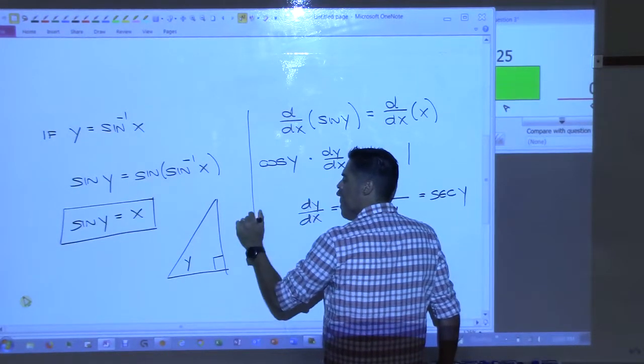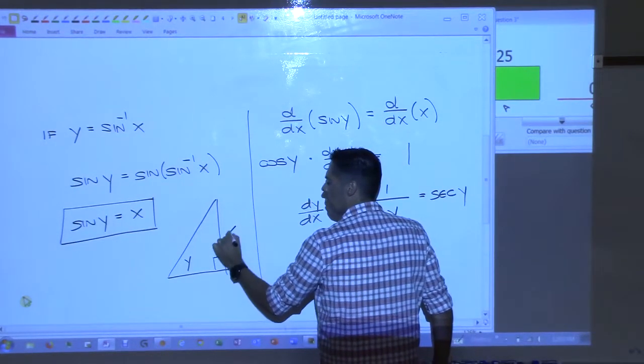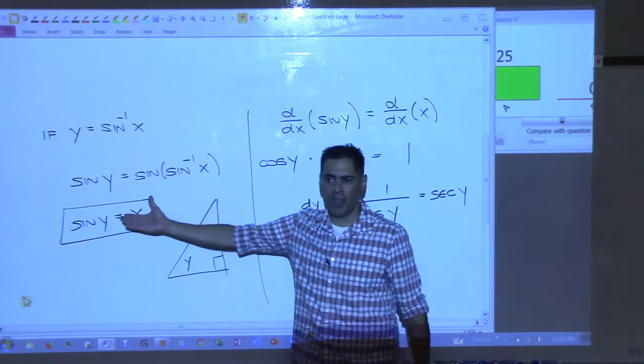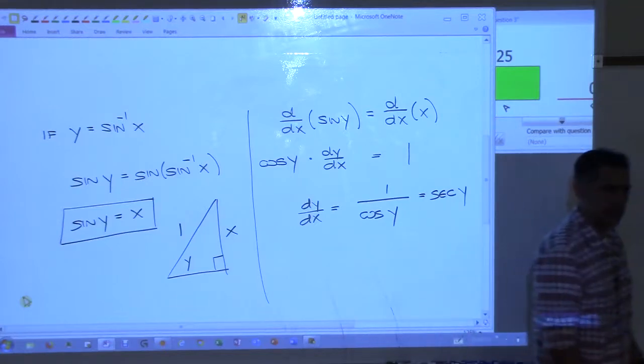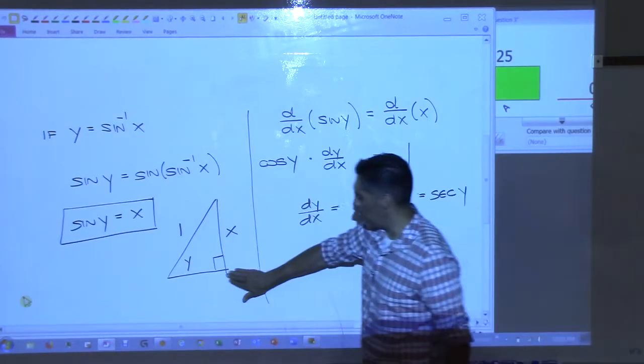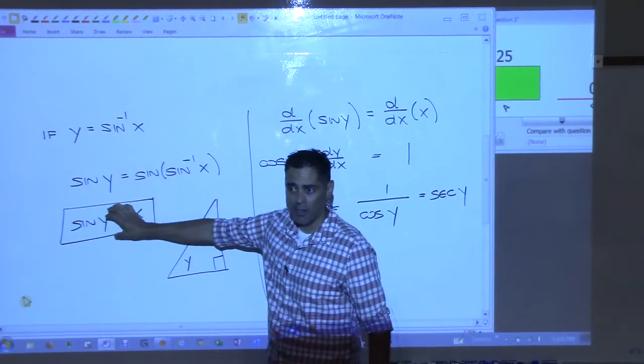Opposite over hypotenuse. Yeah. So if I call that x and call that 1, then doesn't this triangle represent that equation? Right? Sine is opposite over hypotenuse. So that picture is a perfect visual representation of that relationship that we have.